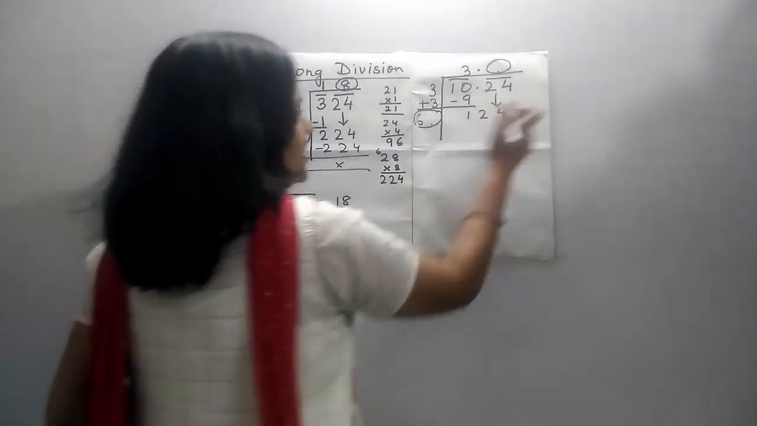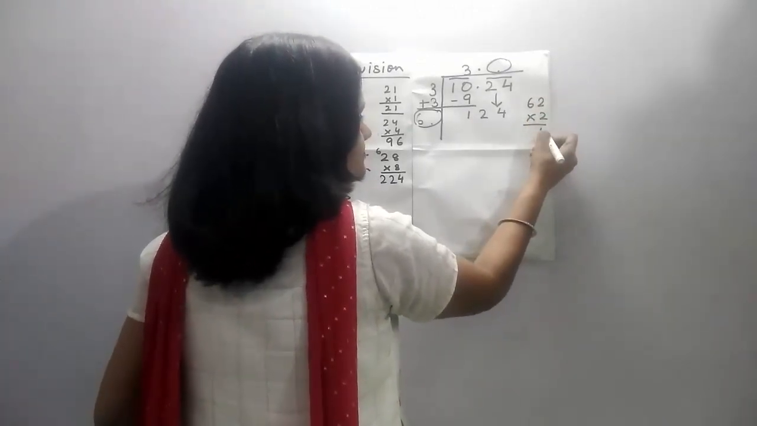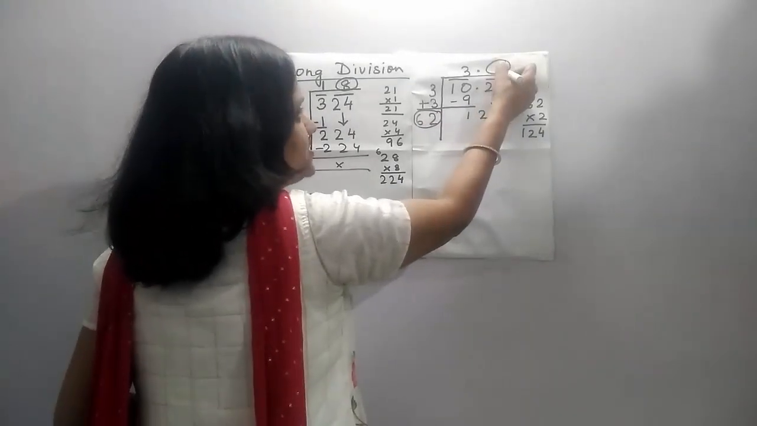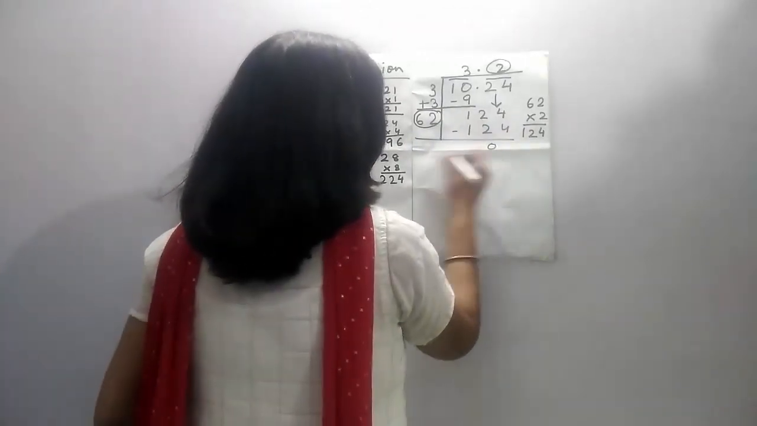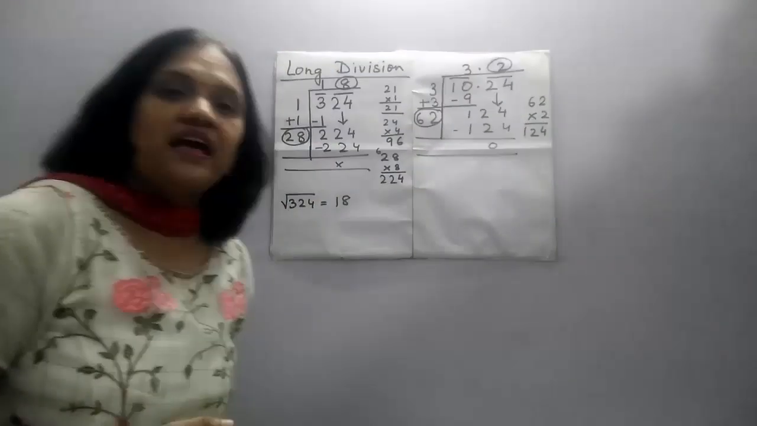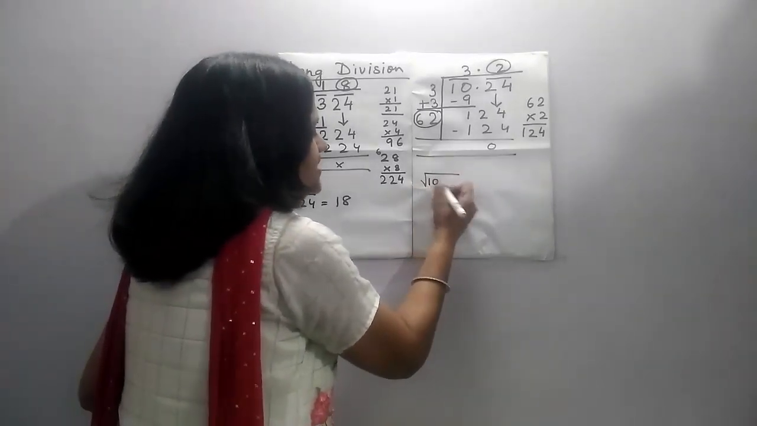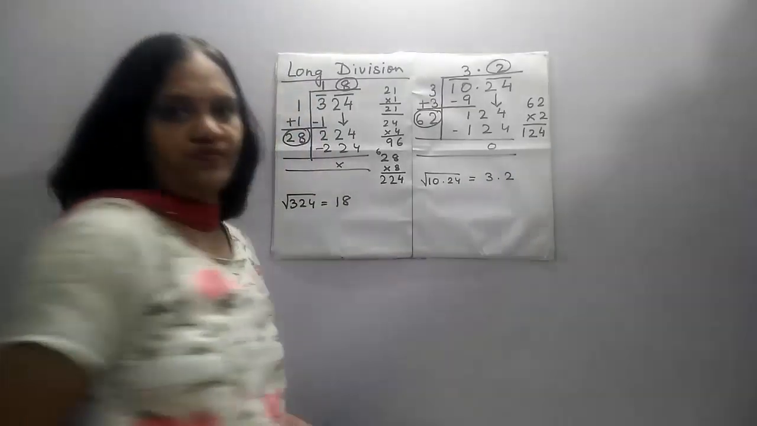Let's write 2. 62 into 2 gives us 124. So I write 2 here. I also write 2 here and I get 124. Wow, we have got remainder 0. Since we have got remainder 0, it means the square root of 10.24 is 3.2.